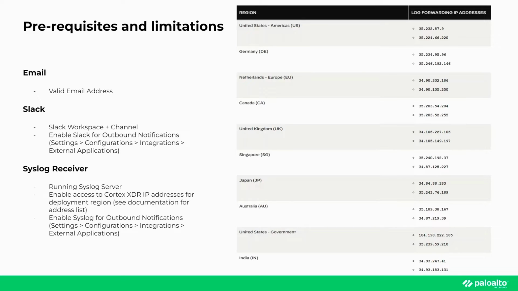It is also important to note that before integrating a syslog receiver, access must be enabled from certain Cortex XDR IP addresses depending on your deployment region and your firewall settings. These addresses are listed to the right and can be found in the documentation to integrate a syslog receiver.